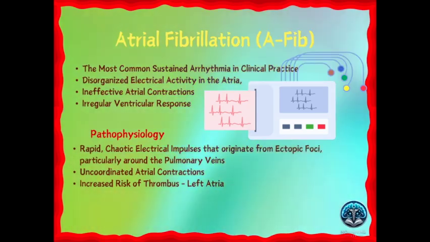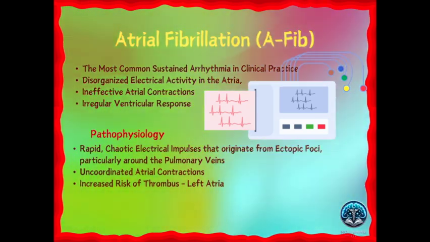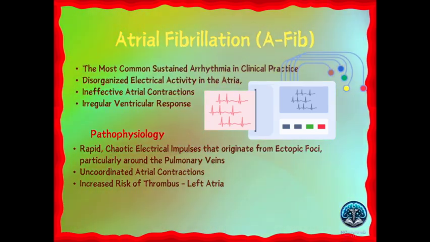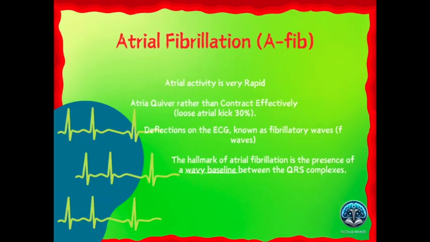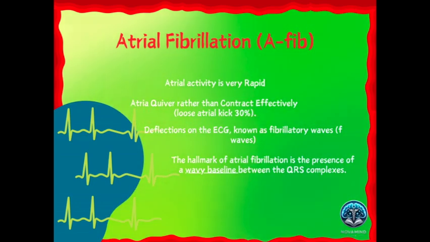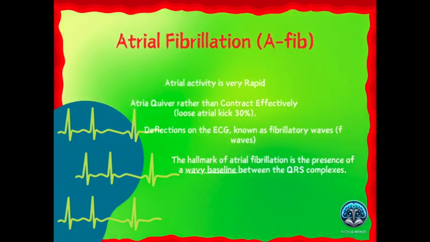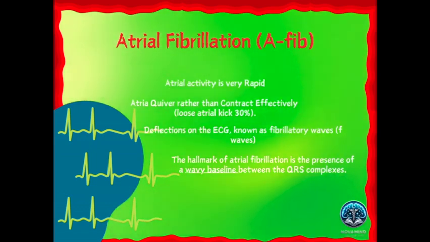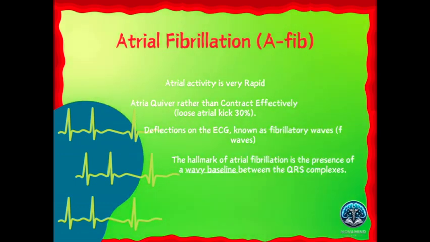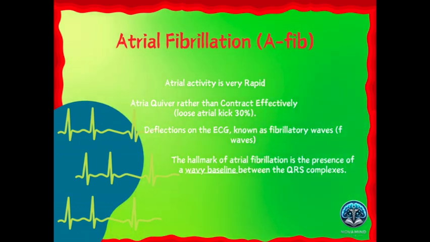In AFib, the normal rhythmic impulses generated by the SA node are overridden by rapid chaotic electrical impulses that originate from ectopic foci, particularly around the pulmonary vein. This leads to uncoordinated atrial contractions, especially of the left atrial appendage, with ectopic sites within the atria firing at rates exceeding 400 beats per minute. The AV node prevents most of the atrial impulses from reaching the ventricles, allowing them time to fill, thereby protecting the ventricles from excessively high rates. However, the AV node conducts the remaining impulses in an irregular manner, leading to an irregular ventricular rhythm that can affect cardiac output.